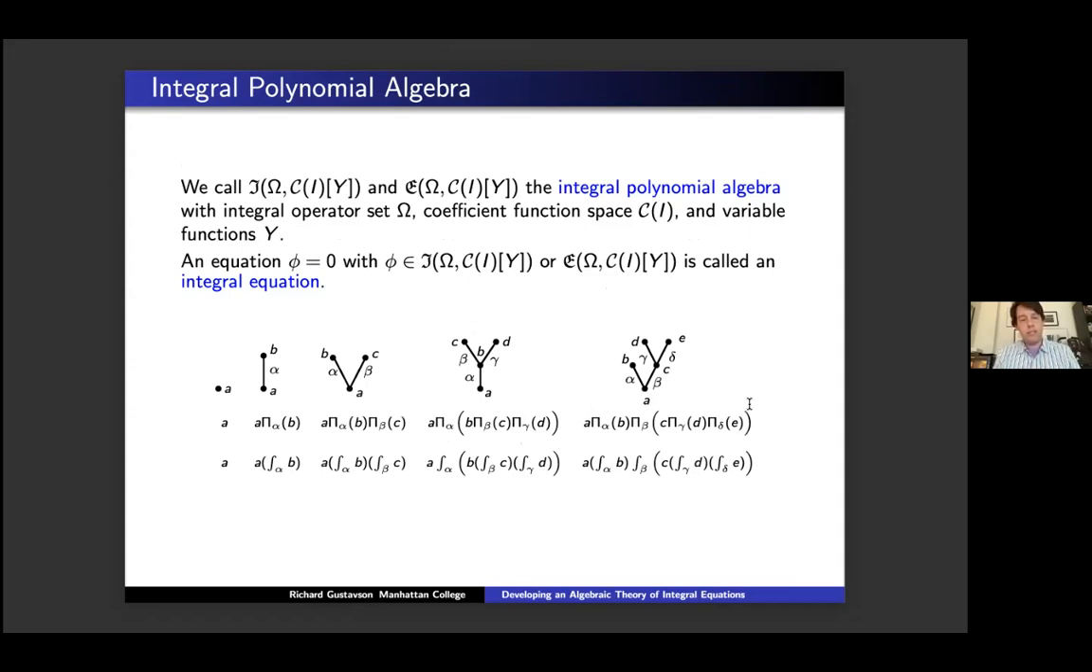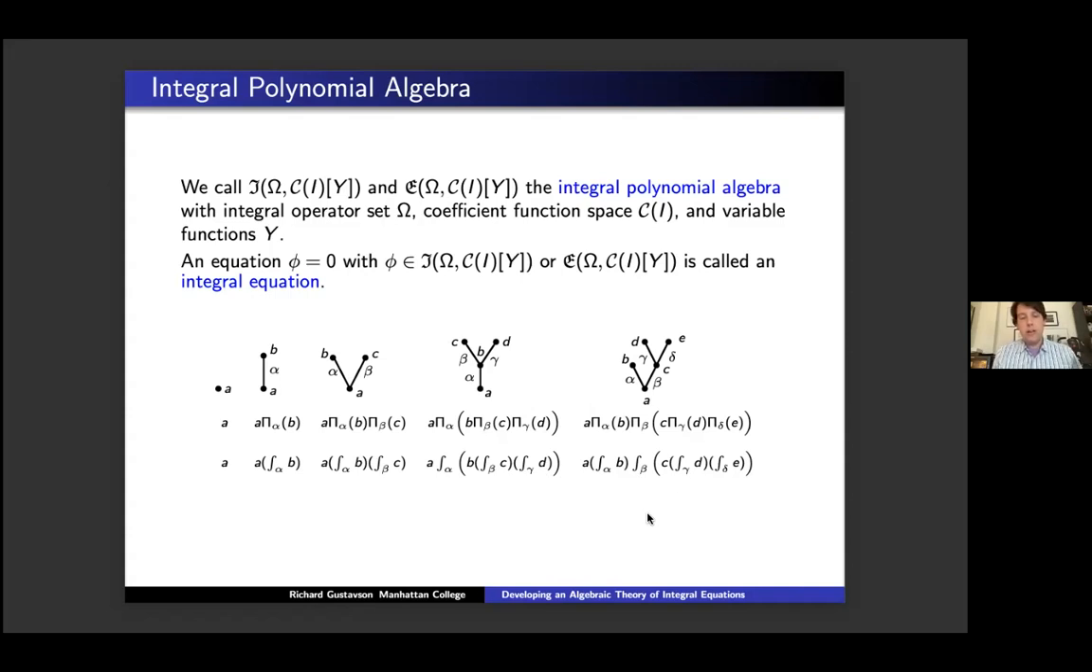We have coefficient function space, algebra of continuous functions, and variables Y. And an equation phi equals 0, where phi is an element of either of these, we call an integral equation. So here are just some examples. The bottom row you can see are some integrals, and you want to think of these as integral equations by just setting them all equal to 0. Here we see the elements A, B, C, D, and so on.